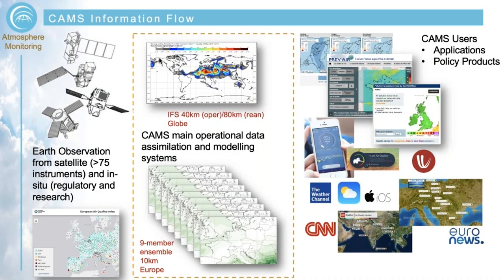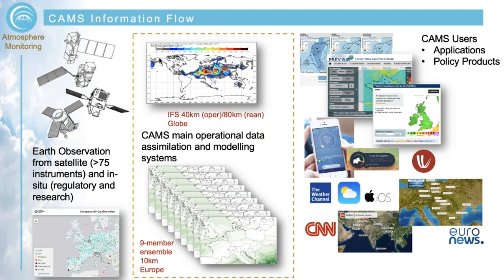So in CAMS, we have an information flow that looks, in simple terms, something like this. On the left, we have Earth observation from satellites. Currently, this is about 75 different instruments. But also, we use in situ data from regulatory or research measurement networks to provide additional information in terms of validation and additional constraints on the system. This data feeds into, first of all, our main operational data assimilation and modeling system. This is the ECMWF Integrated Forecasting System. We operate it at about 40 kilometer spatial resolution operationally, and then for our reanalyses at 80 kilometers.